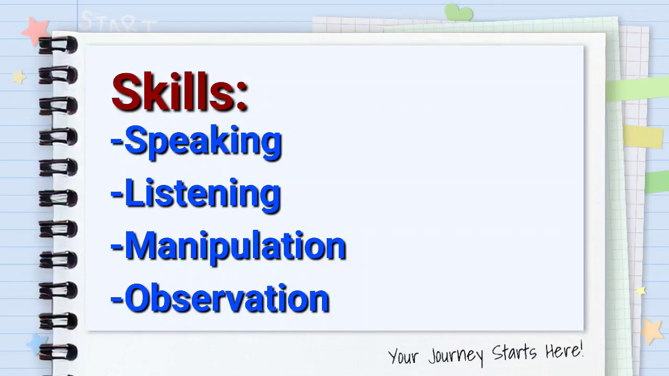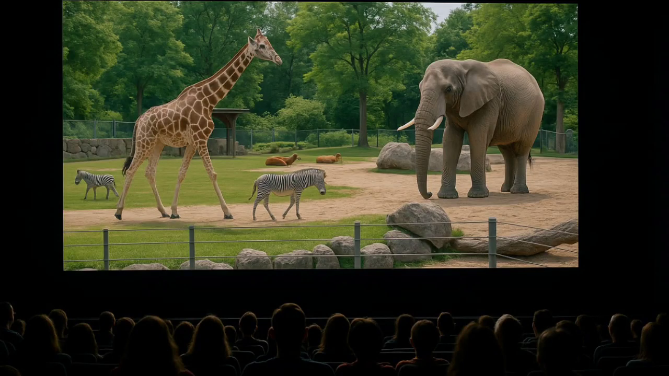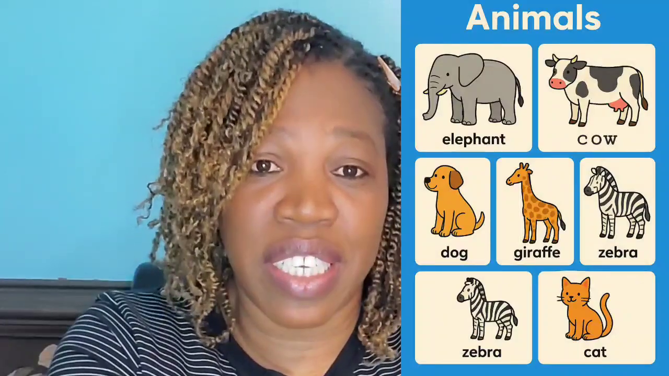Let's go to skills. Now the skills that we'll be developing during this activity is our speaking, listening, observation, and manipulation. Let's view the materials. Video of zoo animals, a computer or a laptop, or it could be a tablet. Chart with a mixture of zoo animals and domestic animals.